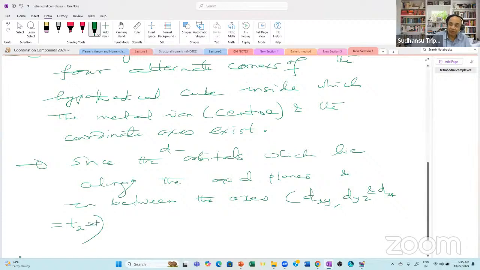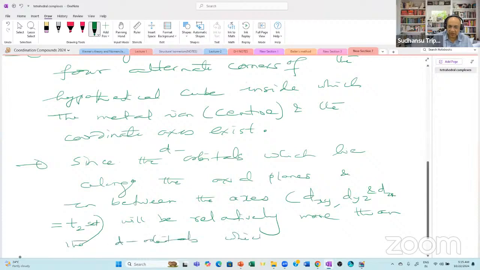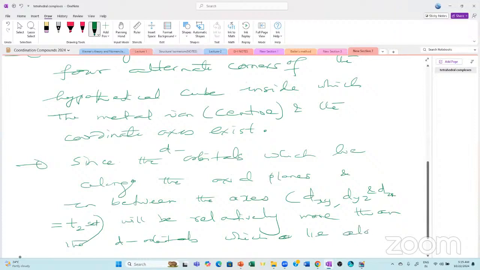g is absent because the tetrahedral field does not have a center of symmetry. It doesn't have a center of inversion. But in many books you will find T2g. The T2 set will be relatively repelled more than the d orbitals which lie along the axis. Which lie along the axis? dz square and dx square minus y square.